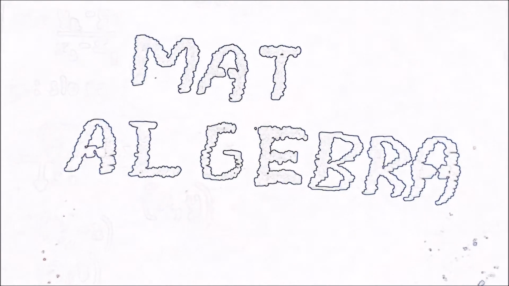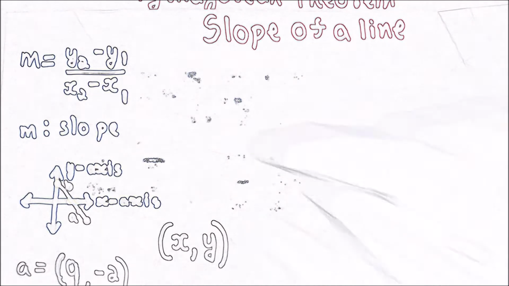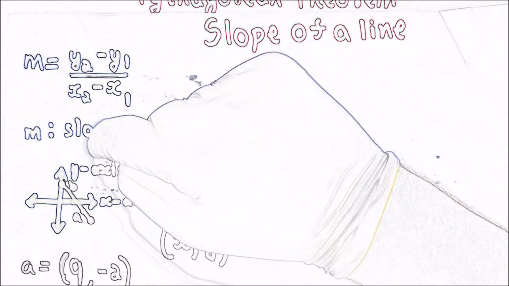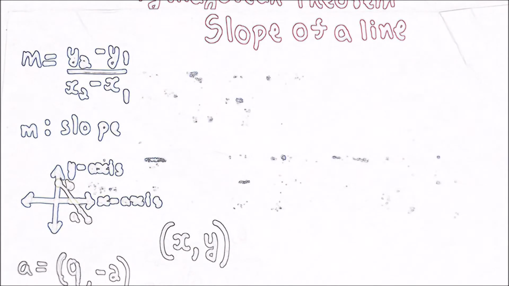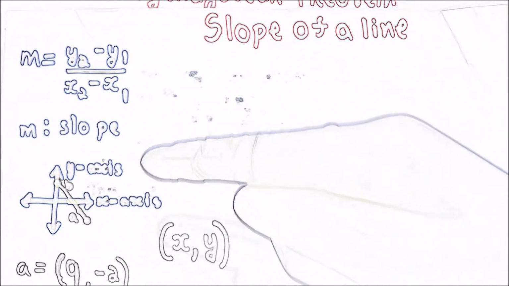So, slope of a line. It's very important to know slope of a line because 35% of the questions on the test include slope of a line. So slope, m is slope, and m is equal to y2 minus y1 over x2 minus x1. You can use any other letters like J, D, B for the slope, but it's more convenient to use m.